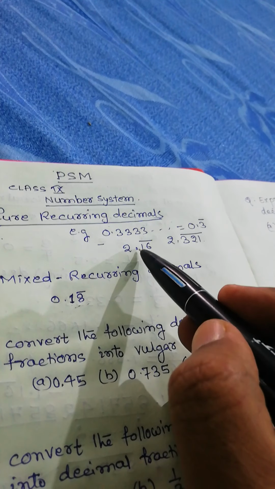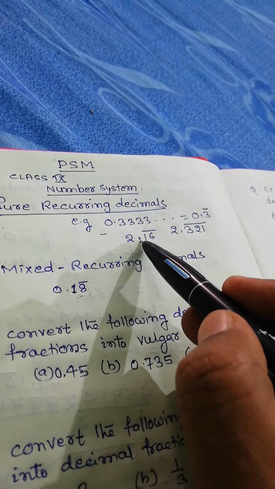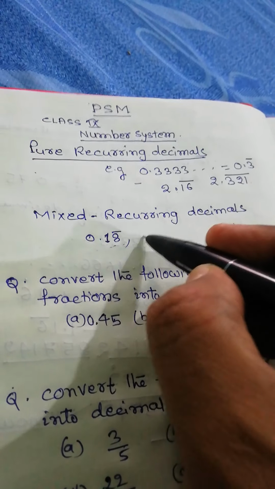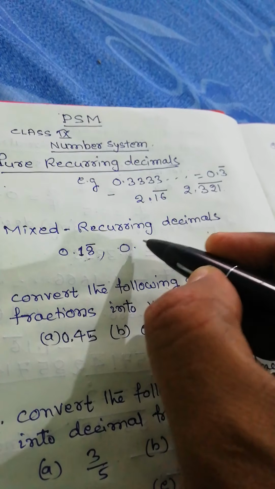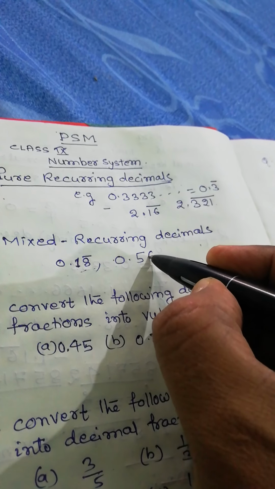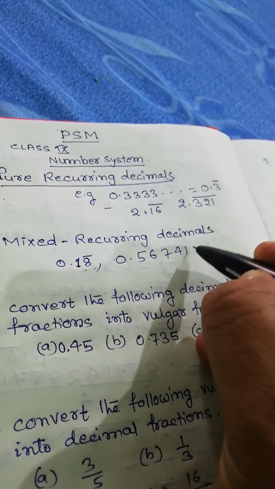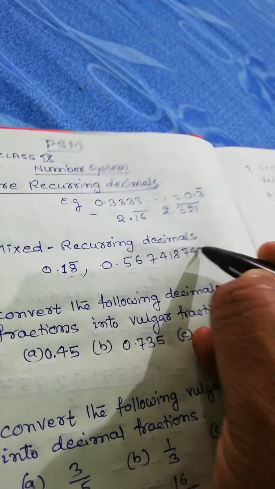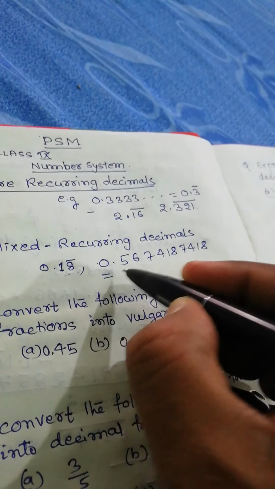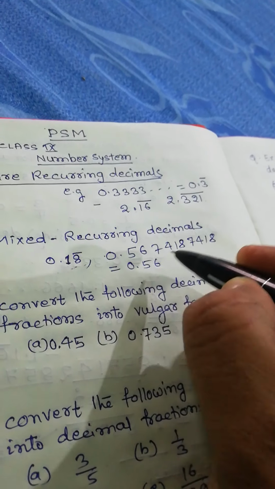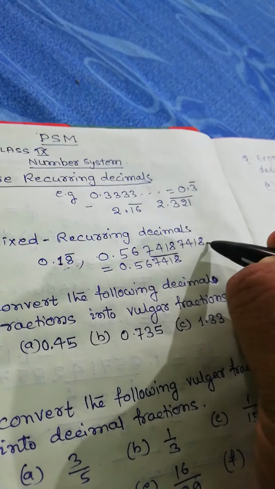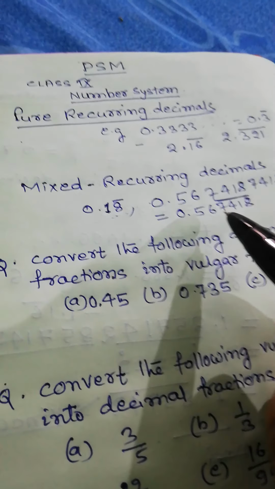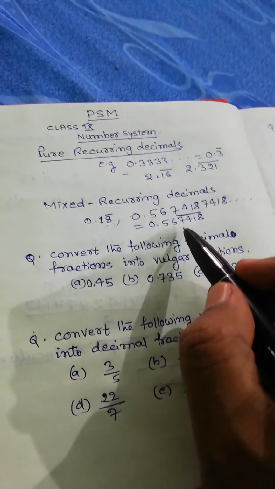So this type of decimal is known as a mixed recurring decimal. Another example is 0.567418, where 7418 is repeating. That's why this recurring decimal is a mixed recurring decimal.